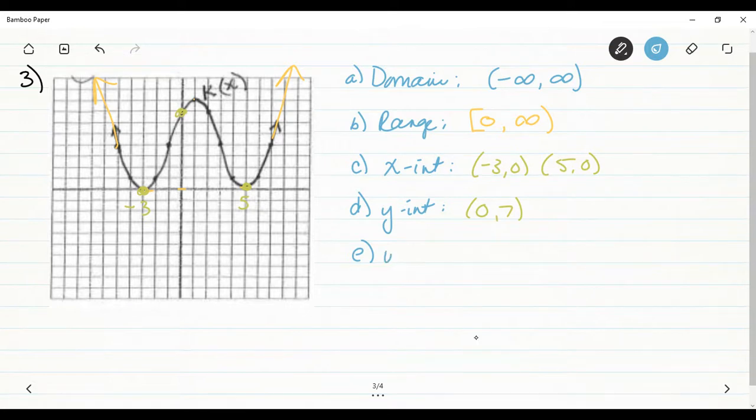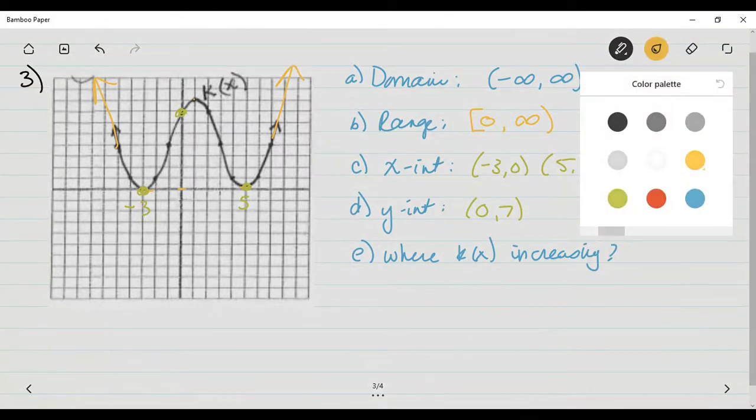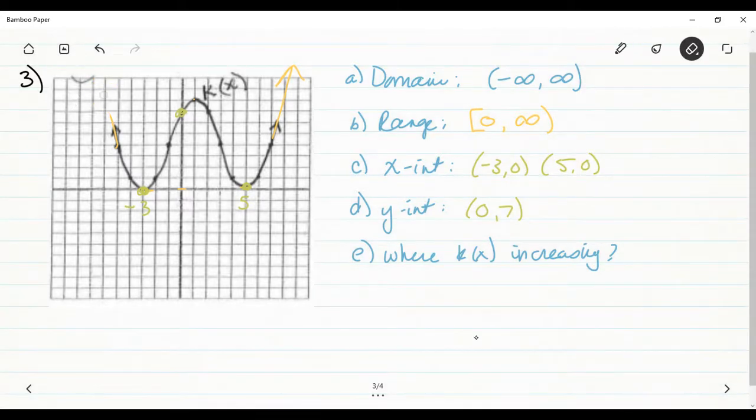Looking for the next part, we're looking for where k of x is increasing. Again, travel left to right on our function, and we're going to look for where we would draw our pencil markings that would be going up. So left to right, on the left, we were actually drawing down until we get to the -3, and then we start to draw up. Then we draw down again, and then we draw up again, starting at 5 and going up.